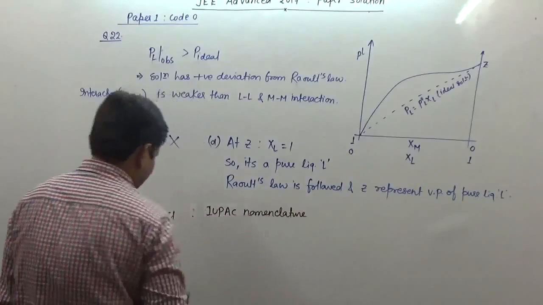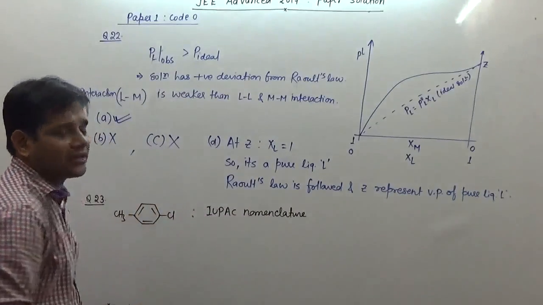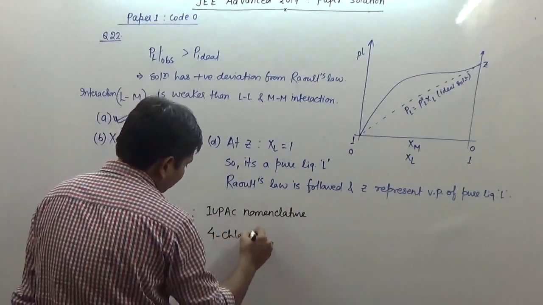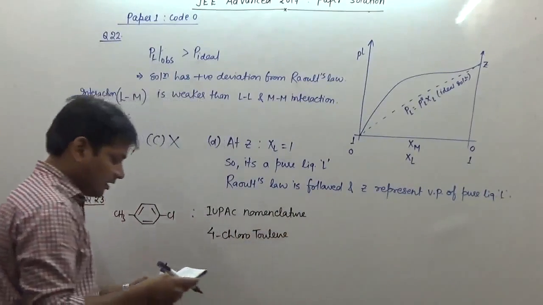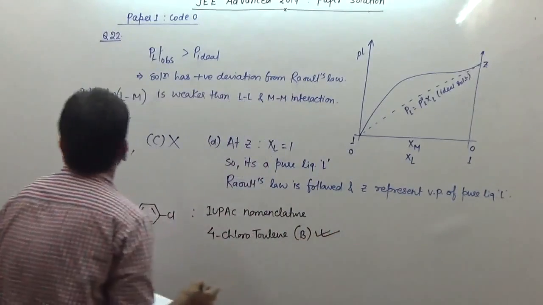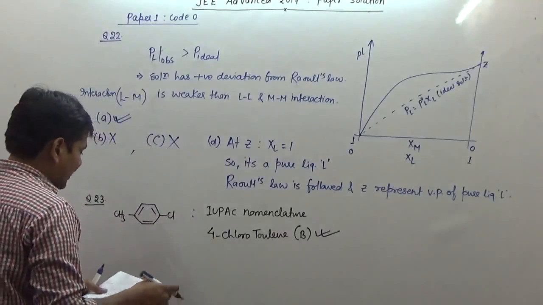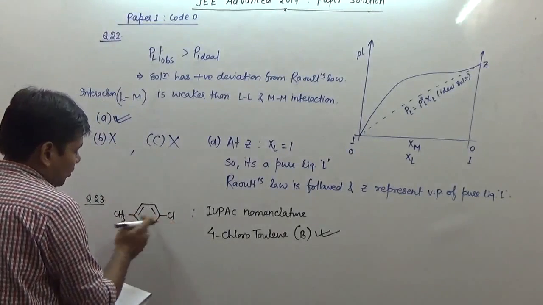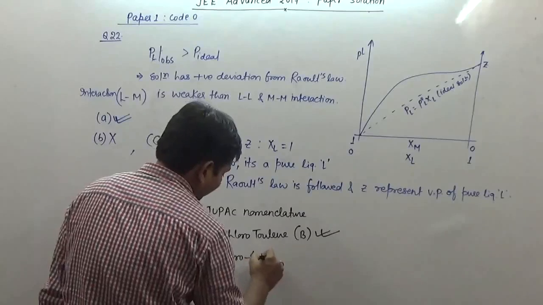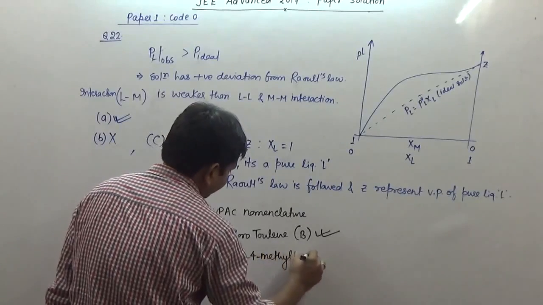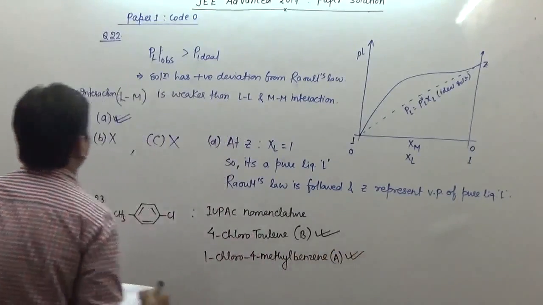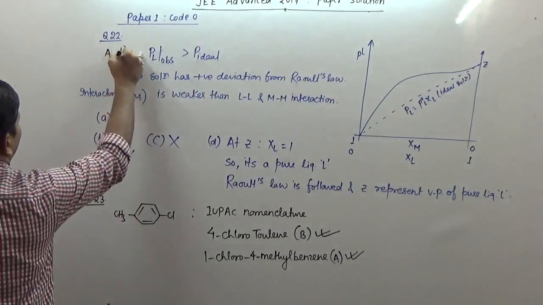But in the IUPAC nomenclature, first of all, toluene is accepted by IUPAC system as a standard name. So you can see 4-chlorotoluene. This is the first answer, so B option is correct. Now again, we can write chloro and methyl in alphabetical order: 1-chloro, 4-methyl benzene. So this is also correct, and this is option A. So A and B are correct here.